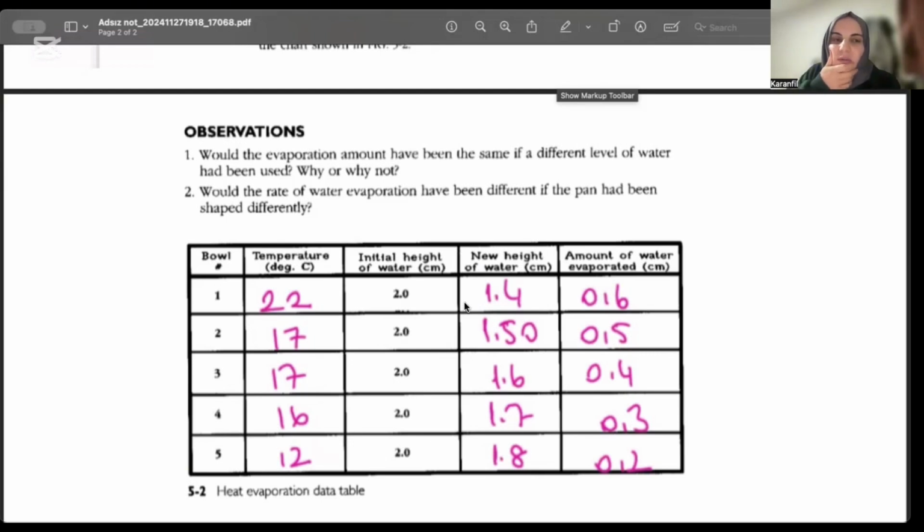Second observation question is, would the rate of water evaporation have been different if the pan had been shaped differently? Yes, the rate of water evaporation would have been different if the pan had a different shape. The evaporation rate is heavily influenced by the surface area exposed to air. A wider, shallow pan would have a greater surface area, increasing the rate of evaporation, whereas a taller, narrower pan with less surface area would reduce the evaporation rate.